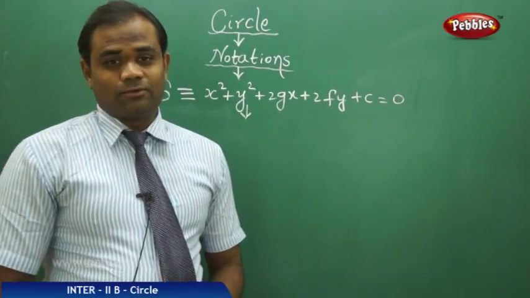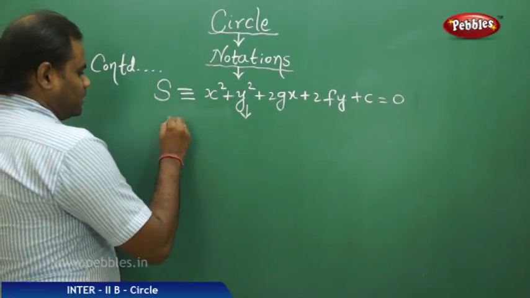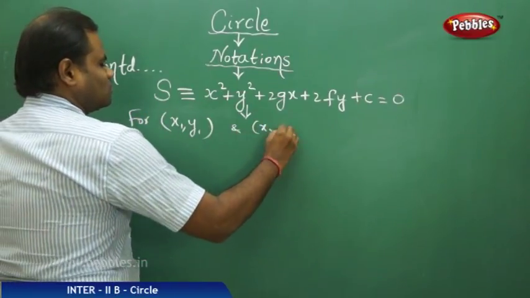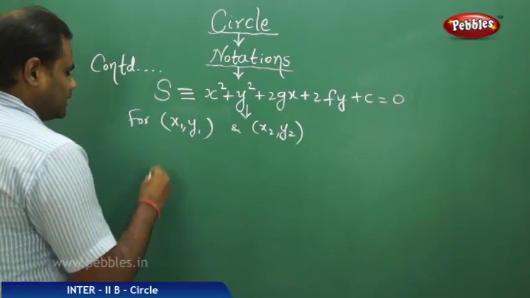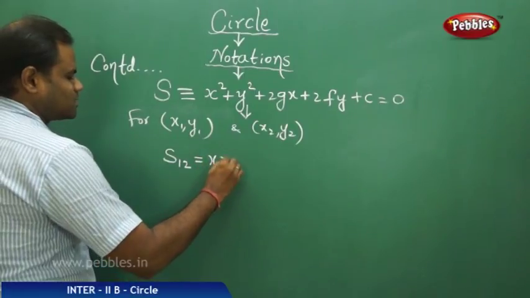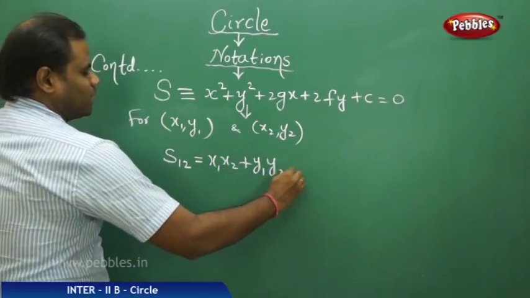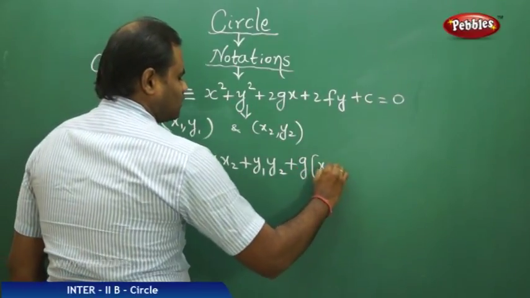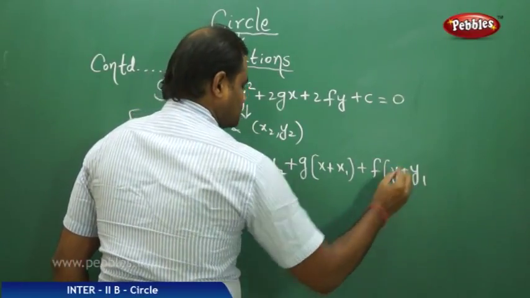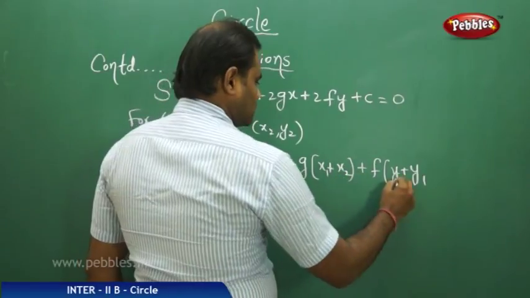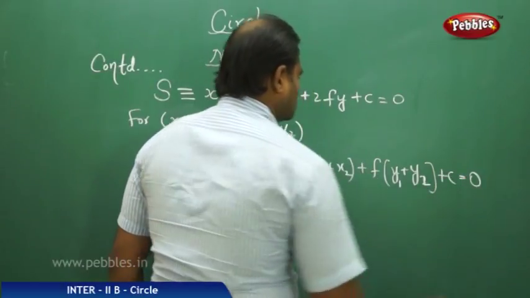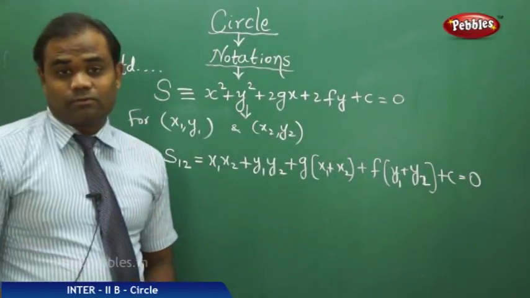Now we have the other types of notations. Say if I have the points x1, y1 and x2, y2 as two points for the circle, then my S12 is defined as x1 x2 plus y1 y2 plus g times (x1 plus x2) plus f times (y1 plus y2) plus c equal to 0. That is how we define S12.